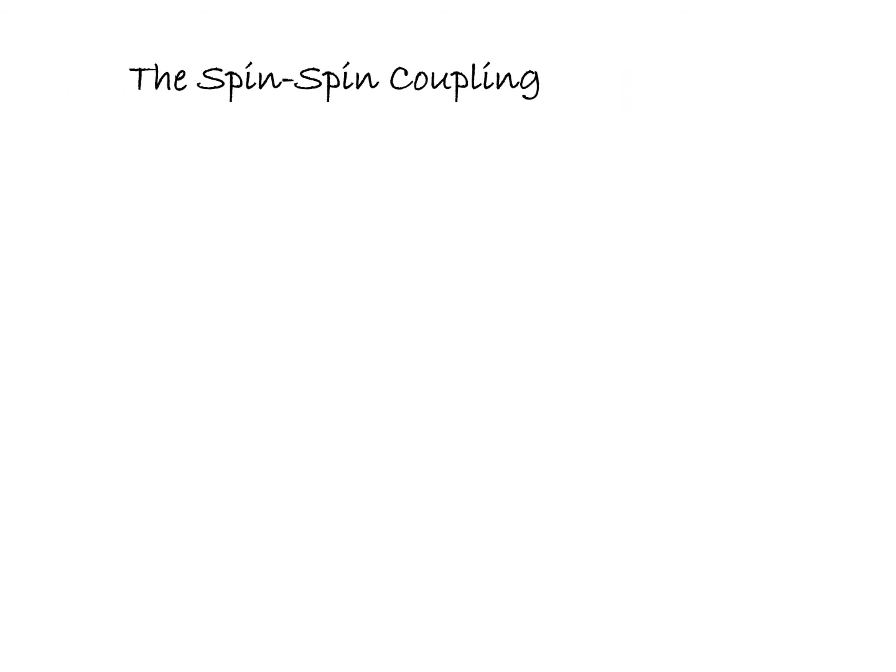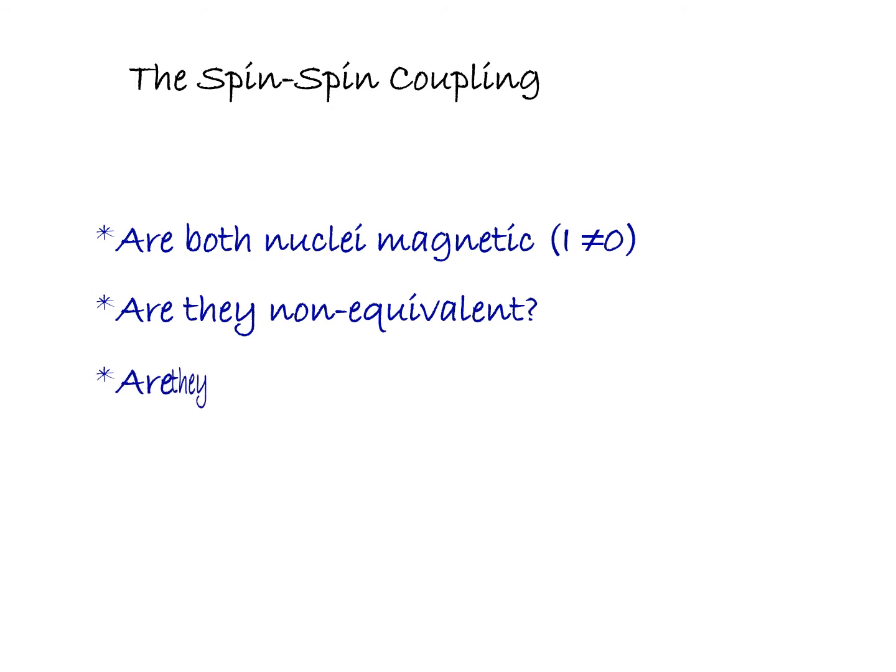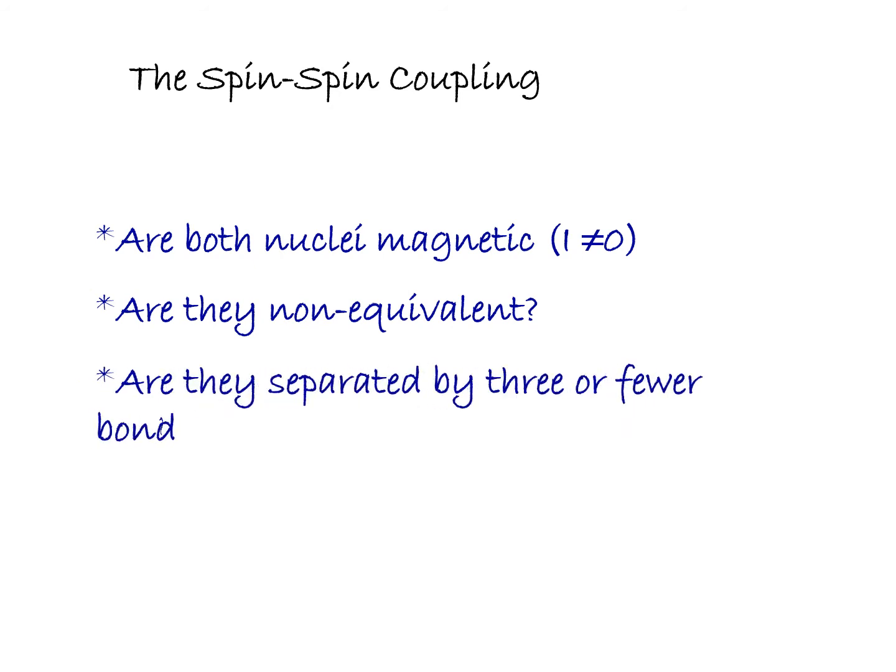The spin-spin coupling checklist. Are both nuclei magnetic? Are they non-equivalent? Are they separated by 3 or fewer bonds? Meaning, the nuclei that couple with each other must be spin active, they must be non-equivalent, and they are separated by 3 or fewer bonds.